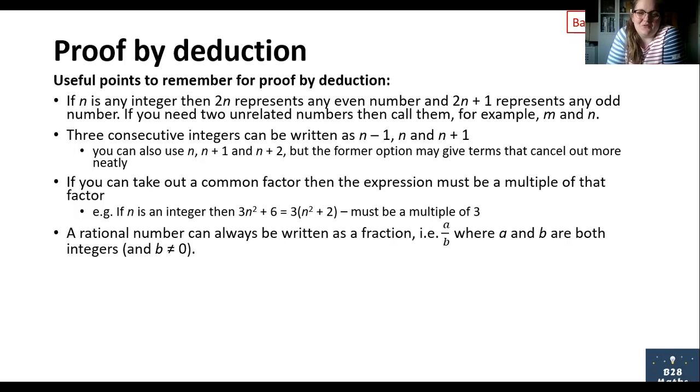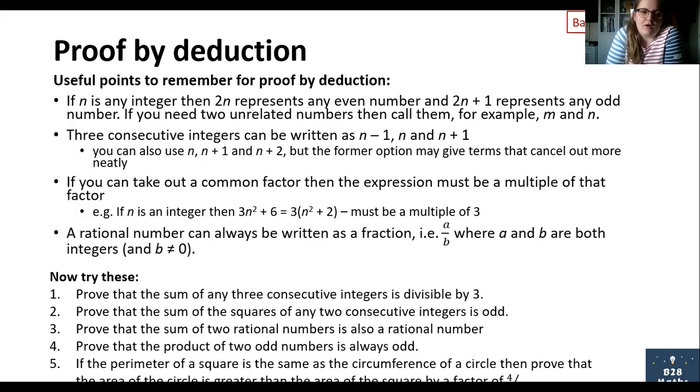A rational number can always be written as a fraction. So for example, a over b, where a and b are both integers and b does not equal 0. So I'm going to put these examples on here, and I want you to pause this at some point later when you watch this again and have a go at these examples. I'm just going to talk them through with you now to have a go at these proofs.